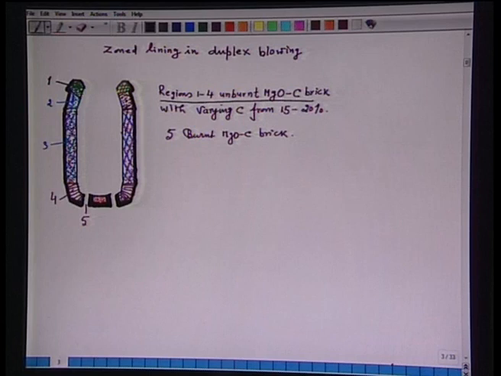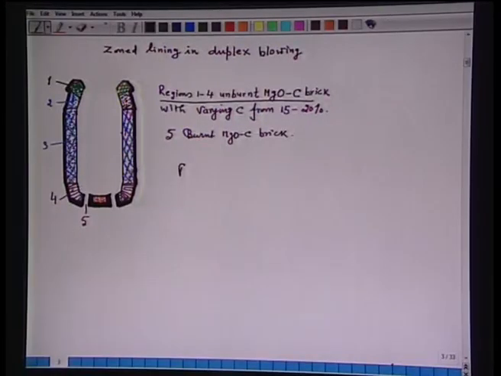For example, regions 1 to 4 have unburnt MgO brick with varying carbon from 15 to 20%. Then the 5th, which is the tuyere, burnt MgO bricks are used. Now, the whole idea of putting the zoned lining is to increase the life of the converter.